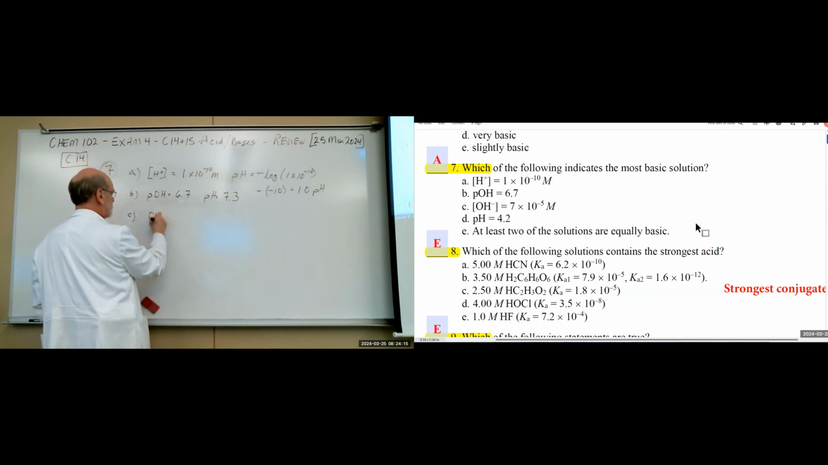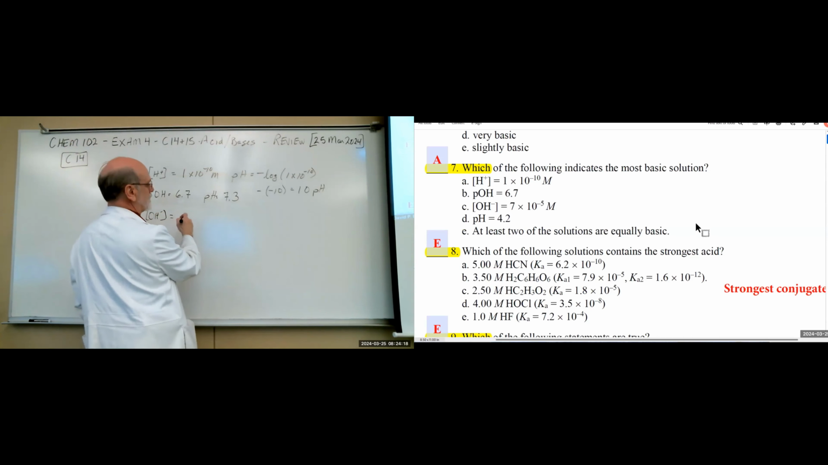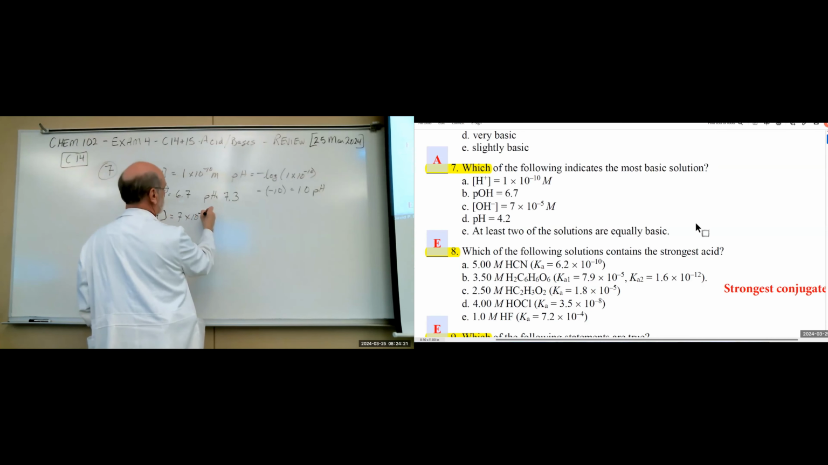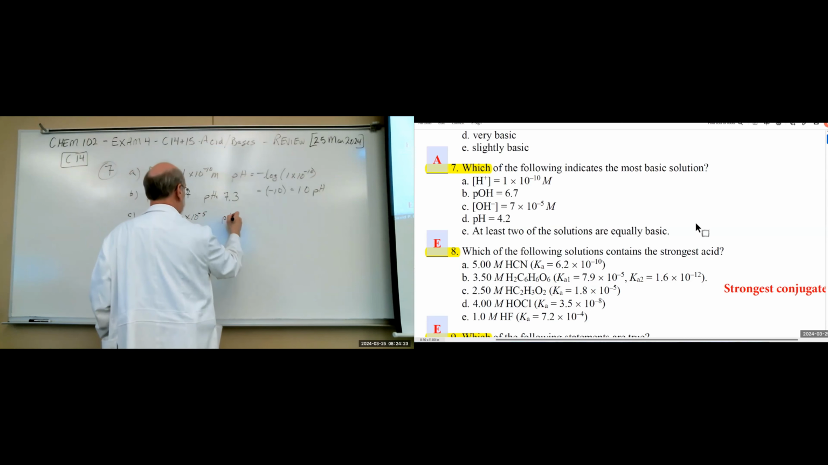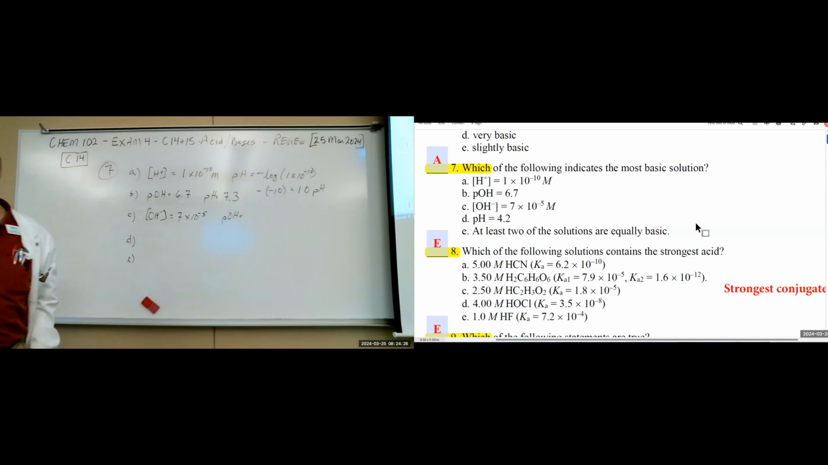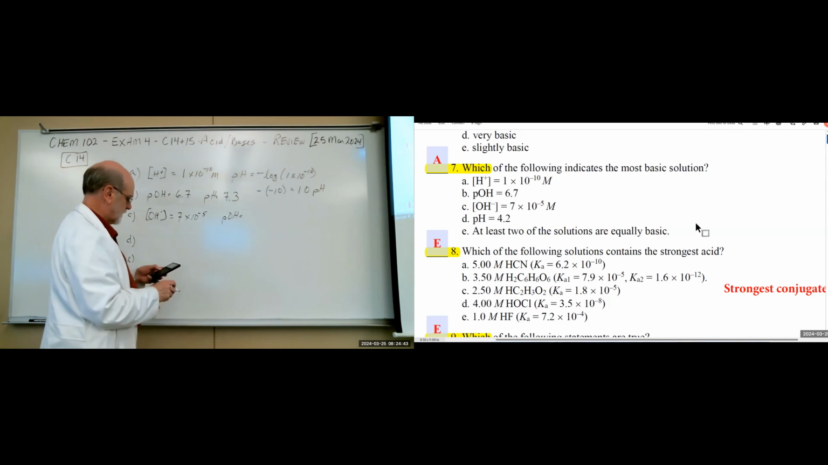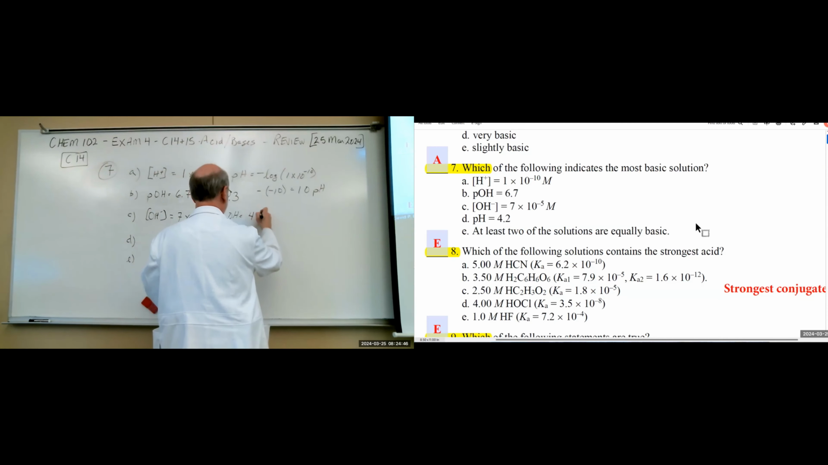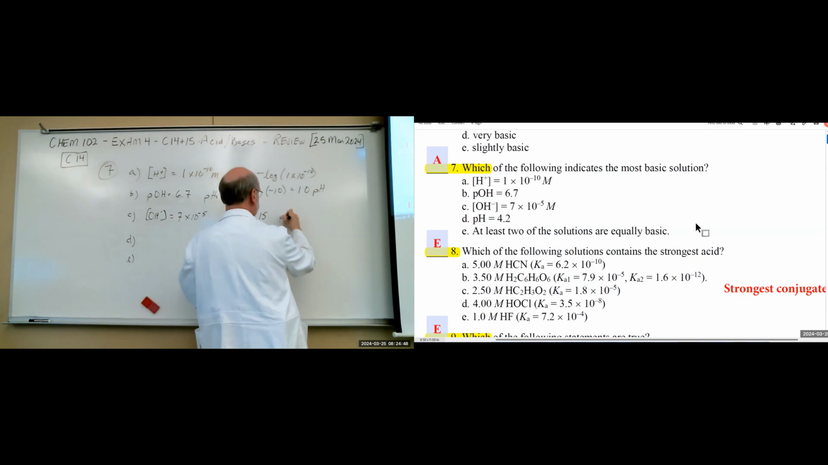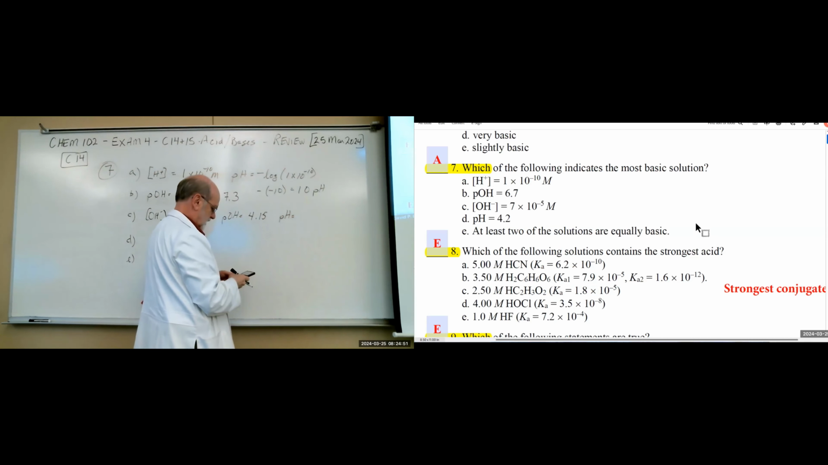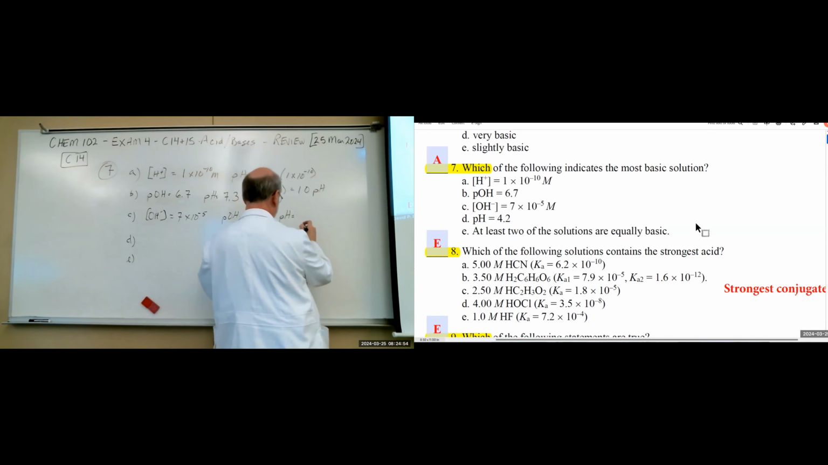OH minus concentration is 7 times 10 to the minus 5. And now we're going to have to calculate pOH, which would be the negative log of that value. Let's see. 7 exponent. Take the log and then change the sign. So I get 4.15 pOH. And then pH would be equal to 14 minus that, 9.85.